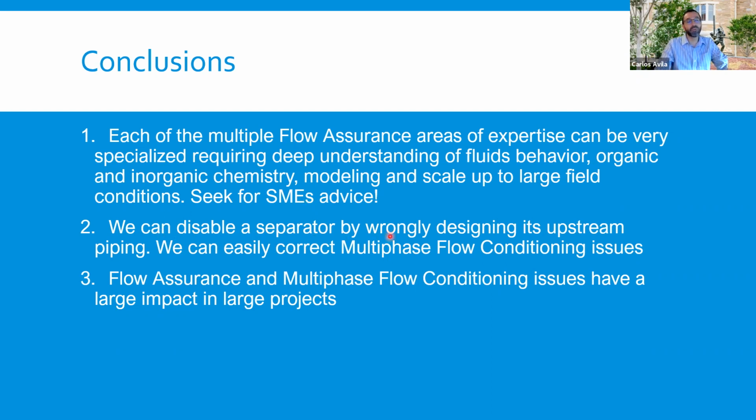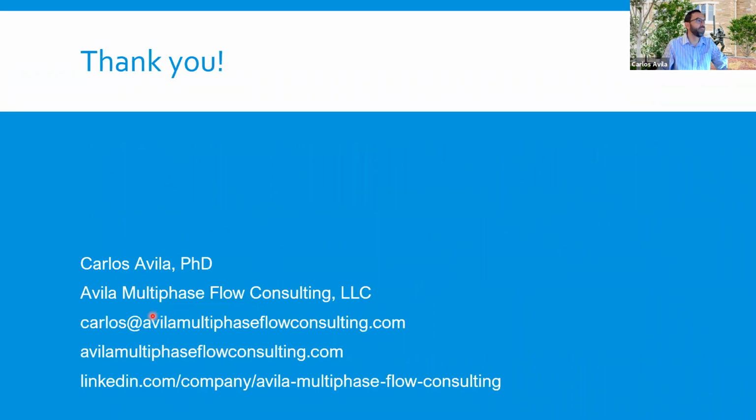We can disable a separator by wrongly designing its upstream piping, but we can also easily correct the multiphase flow conditioning issues by selecting simple piping components that help you alleviate those issues. And flow assurance and multiphase flow conditioning have a large impact in large projects. So don't underestimate them, and just be aware of them.